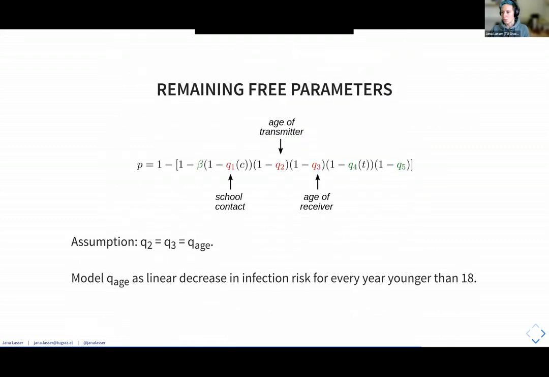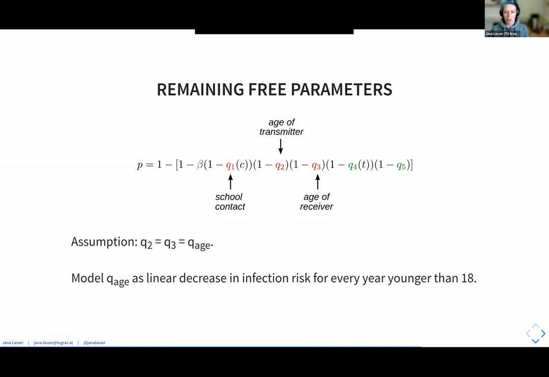Now on to the more complicated calibration task, the remaining three parameters, namely the modification of transmission risk due to a contact being a school contact and due to the age of the transmitting and receiving agents. This is more complicated because these parameters depend on each other. So we need to vary them together to see the impact on the overall transmission dynamics in the school model.